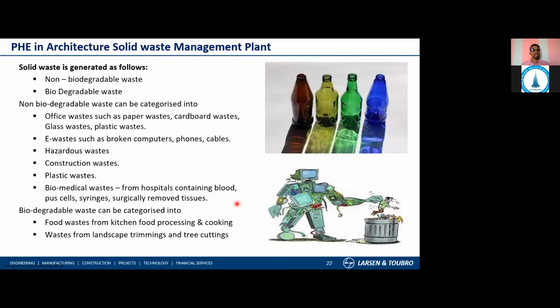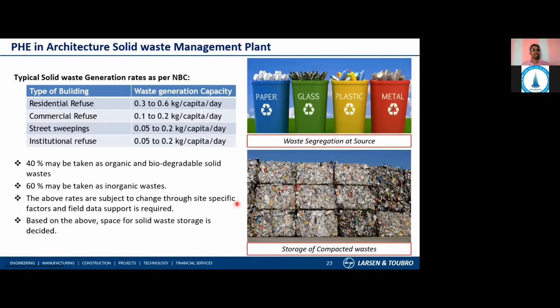Coming to solid waste, it again splits into biodegradable and non-biodegradable. Biodegradable, we all know, can be decomposed, and the non-biodegradable has to be properly treated and properly handed over to the respective recyclers. So that's the way we have to handle this solid waste. With respect to the NBC, the capacities have been defined for the various types of buildings and uses. These are the ranges. From this capacity, you can consider 40% as organic and 60% as inorganic.